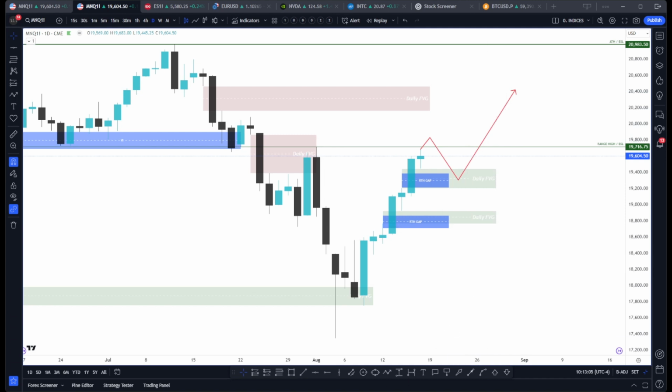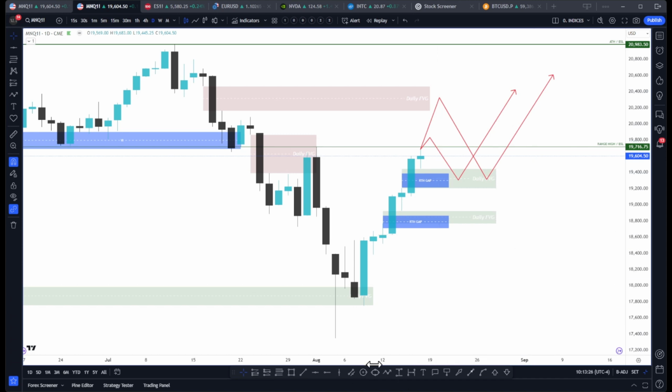The second scenario I can see is we push higher to the upside, target this daily fair value gap, and then from there start to see a pullback to target some of these inefficiencies, whether it's the daily fair value gap here or the one below, and then continue further to the upside.